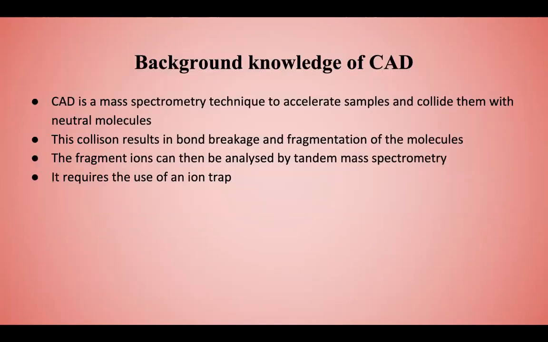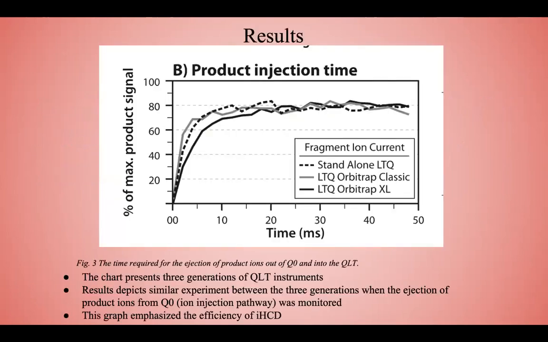Before I discuss the results, another technique is used to compare IHCD, which is the CAD. It is a mass spectrometry technique, and in this technique, the selected sample ions are accelerated by applying an electric potential and then collide with neutral molecules, such as helium. In the collision, some of the kinetic energy is converted into internal energy, which results in bond breakage and the fragmentation of the molecular ion into smaller fragments. These fragment ions can then be analyzed by tandem mass spectrometry. The use of ion trap has made it a widely used dissociation method.